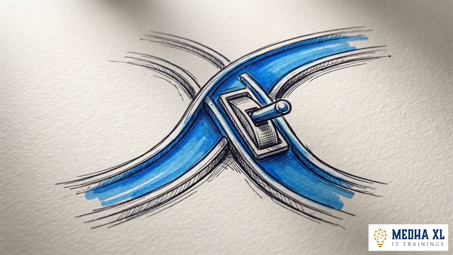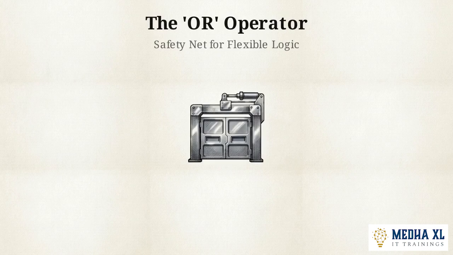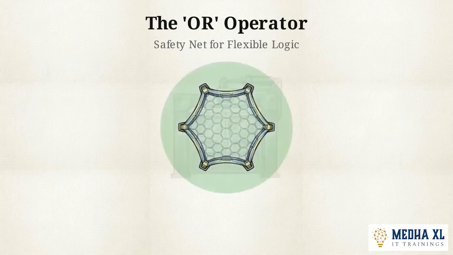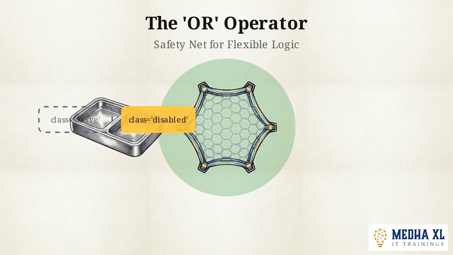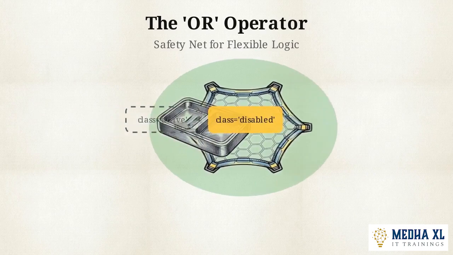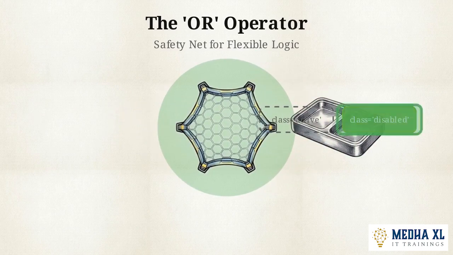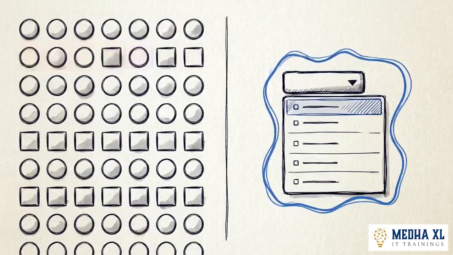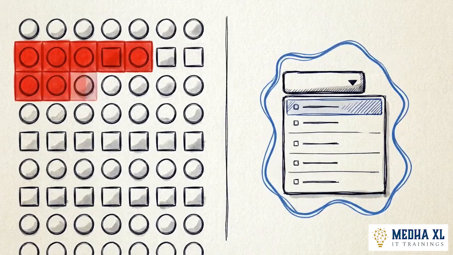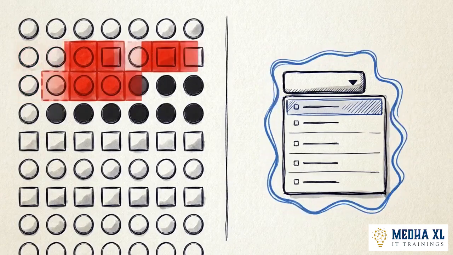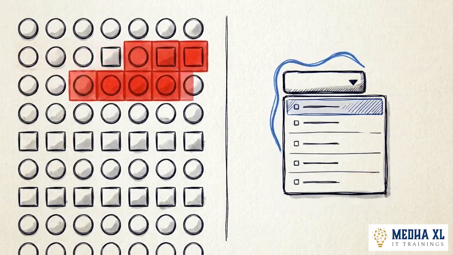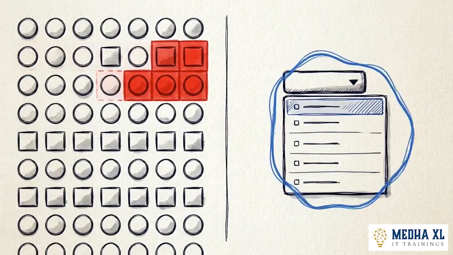Elements that change properties based on user interaction, like a toggled menu, require more flexibility. This is the role of the OR operator. The OR operator acts as a safety net. As long as one condition is met, the element is selected, catching it whether the class is active or disabled. Boolean operators provide the control necessary to mandate strictness for generic elements or flexibility for those that alter their state.